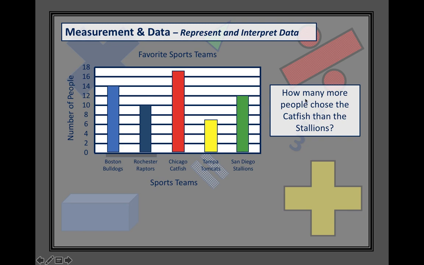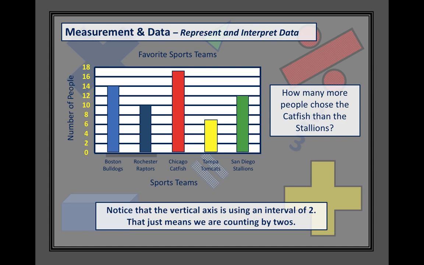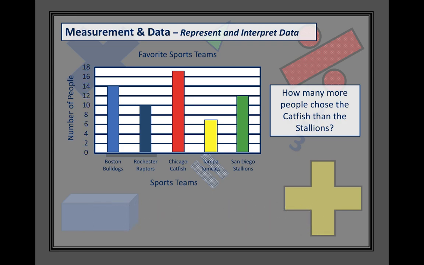So in this question, we're being asked, how many more people chose the Catfish than the Stallions? First thing I want you to notice is that our vertical axis is using an interval of 2, and all that means is that we're counting by 2s. So when we look at the number of people that chose the Catfish, we see that this bar goes up between the 16 and the 18 line, so that's at 17. So 17 people have chosen the Catfish.